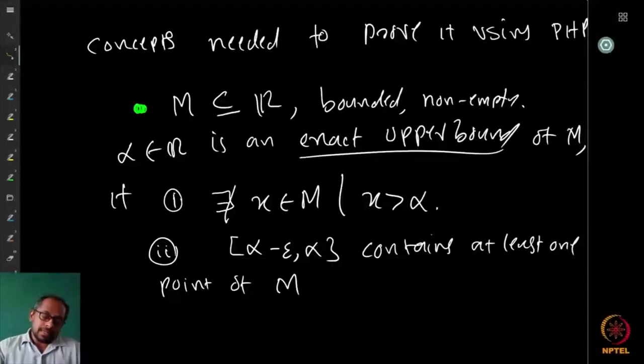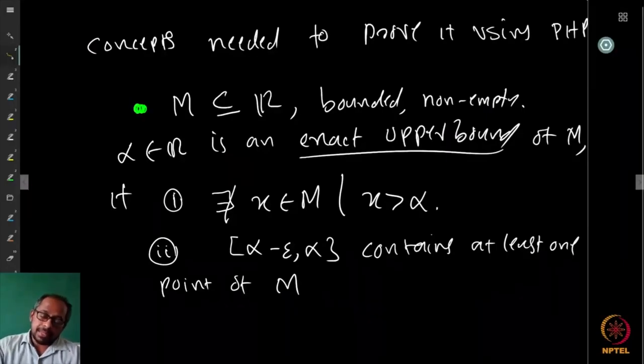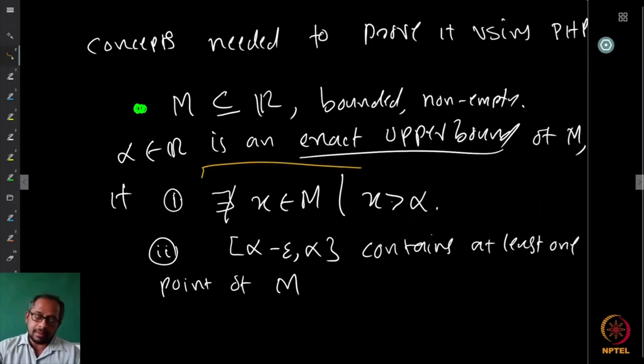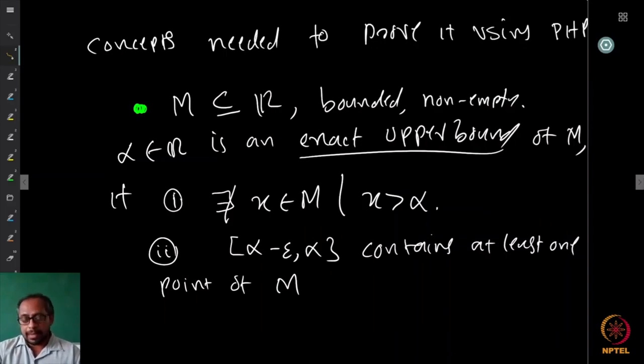So here are the concepts needed to prove this using the Pigeon-Hole principle. One is that if a set M, a subset of R, is bounded and non-empty, then alpha belonging to R is an exact upper bound of M if, first property, there is no larger element in M. So there is no x belonging to M with x greater than alpha. So alpha is an upper bound for all the elements. Alpha is on the right hand side, right?